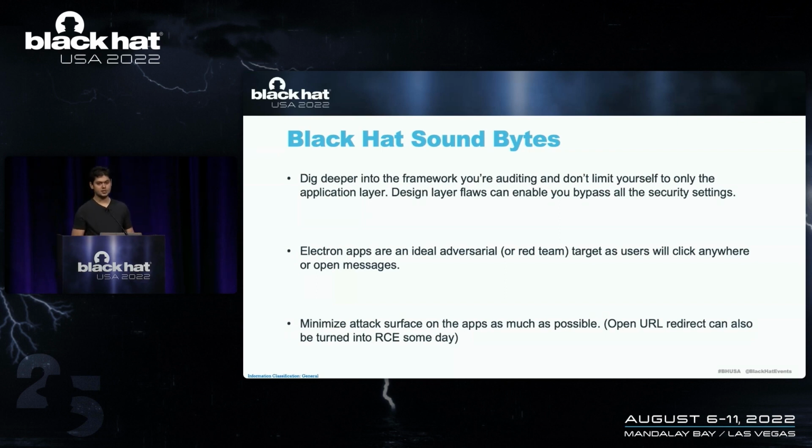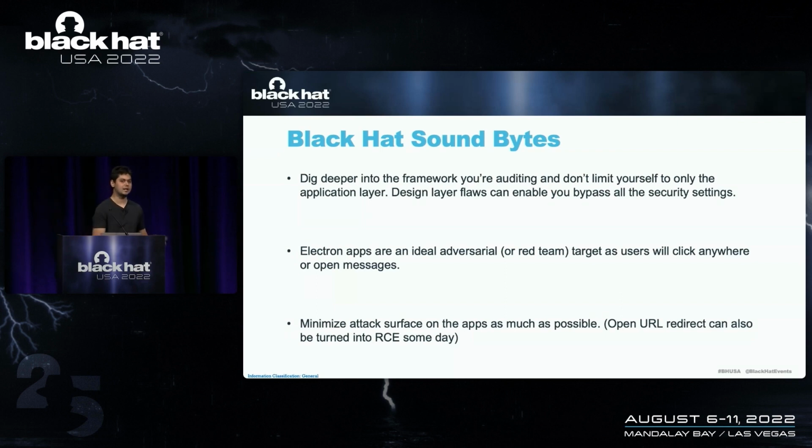The third one is to minimize attack surface on your application as much as possible. In security, we consider open URL redirection a very P5 issue. But in Electron, someone can still use an open URL redirect to their own external website and get access to the main web view and perform this attack. So treat all the security issues with higher scrutiny if possible.